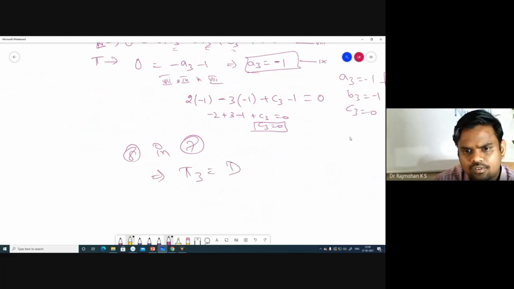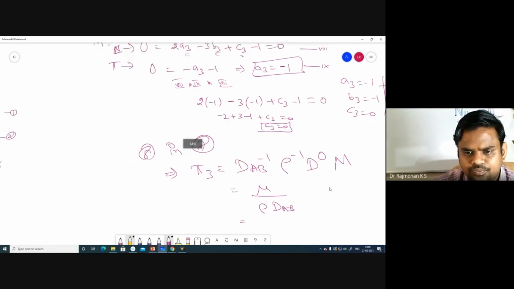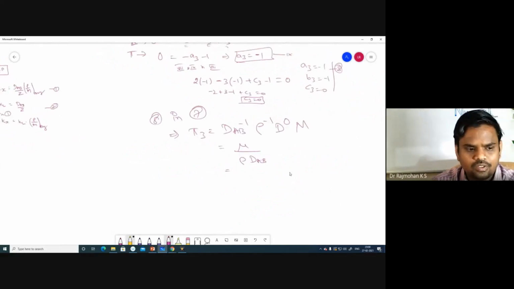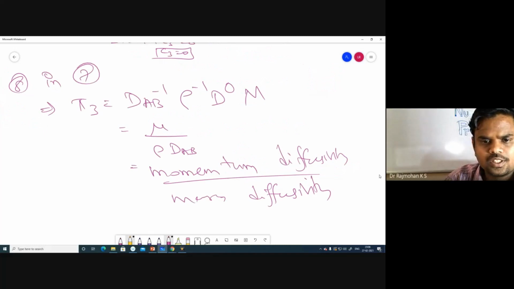So we get pi 3 equal to DAB, rho, D and mu. That means there is no D term here. So what we get is mu by rho DAB, which is nothing but mu by rho, momentum diffusivity, and DAB is mass diffusivity, which means that this is one of the numbers, right? So what is that? Momentum diffusivity by mass diffusivity. So mu by rho is kinematic viscosity, and DAB is molecular mass diffusivity.